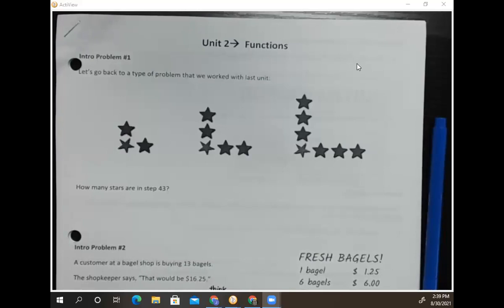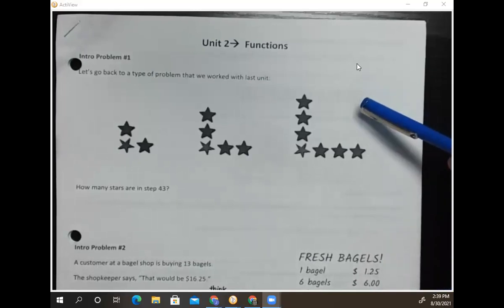Okay, so the start of our Unit 2 packet, we're on page 1 in our new Unit 2 packet, and we're talking about this star problem that we saw at the beginning of Unit 1, and then this bagel problem, which is new to us. So I want to start with the star problem.